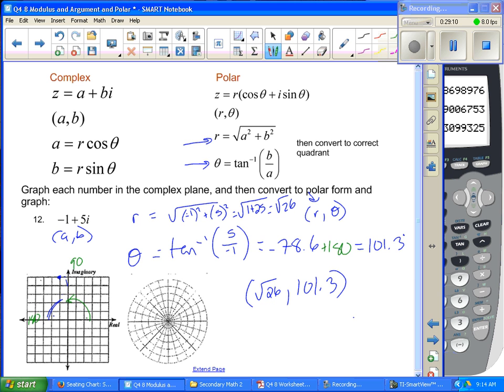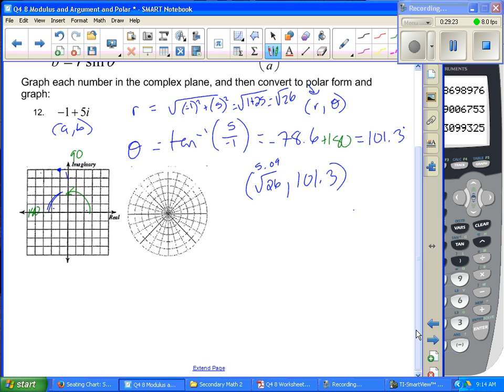So when you graph polar, what the R does, that root 26, that's like 5.09. When you graph polar, I usually graph the angle first. So you find where 101 degrees would be, just approximately. You look at the unit circle, and 101 degrees would be between 90 degrees and 120 degrees. So you'd put 101 degrees about right there. You just approximate where it would be on the unit circle.